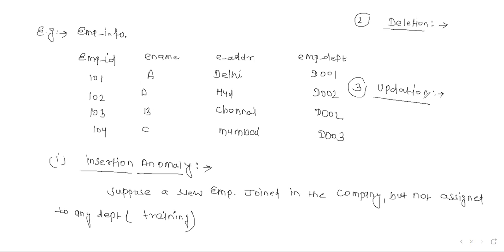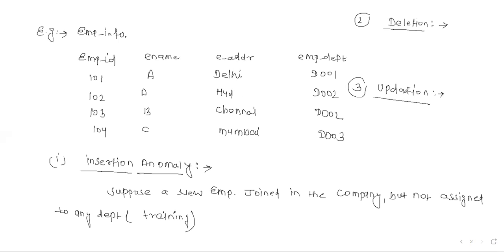Again, if we ask you to change the address of the employee named A, for example to Pune, what will happen in that case? Two records will be affected. One is Delhi, which will change to Pune, and another time Hyderabad is again going to change to Pune. But again, the question is the same: are they both the same person? No, they are different persons.